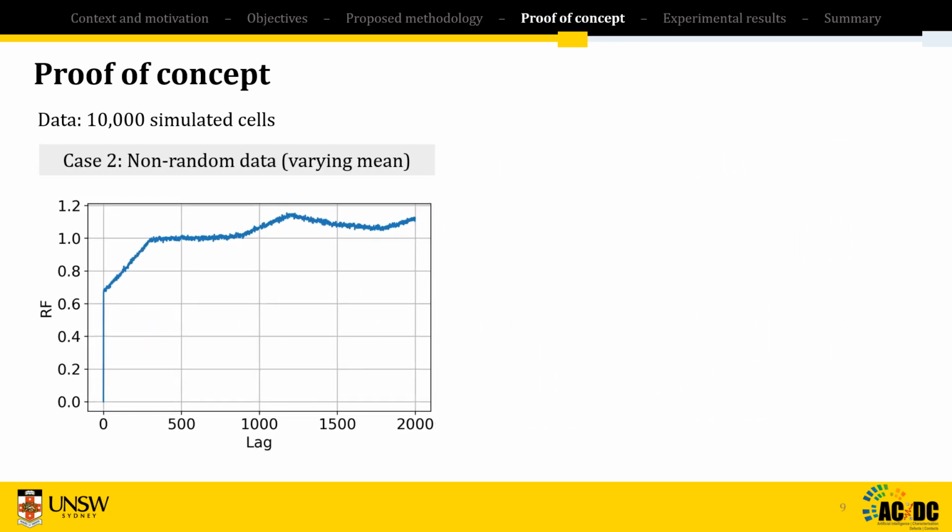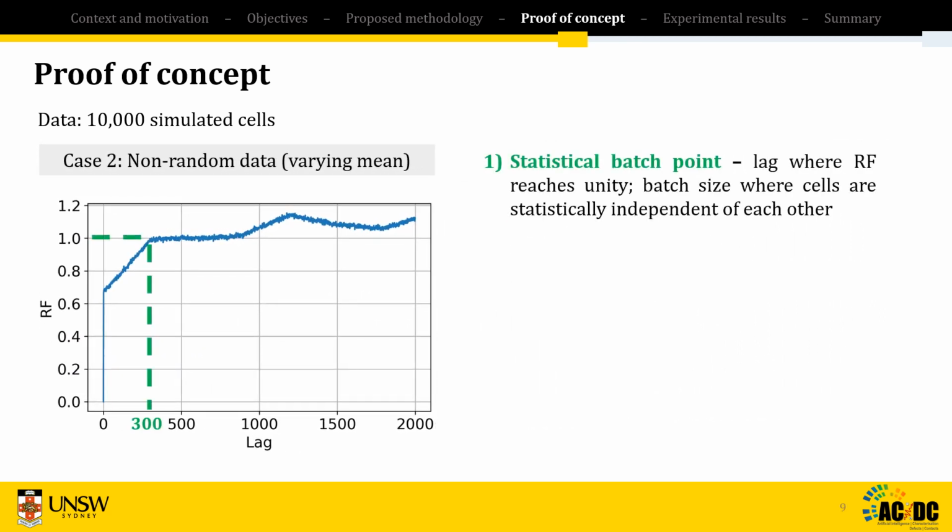The first aspect is the statistical batch point. This is the lag where RF reaches unity. And because we varied the mean for every 300 cells, it's expected that 300 is the statistical batch point for this set of measurements. So this is basically the batch size where cells are statistically independent of each other.